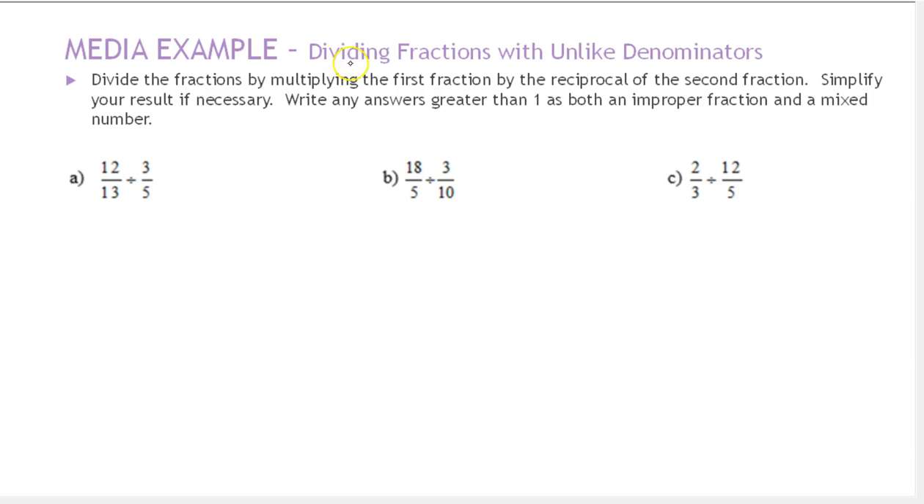In this video, we're going to divide fractions with unlike denominators. The directions read, divide the fractions by multiplying the first fraction by the reciprocal of the second fraction. Simplify your results if necessary, and write any answers greater than 1 as both an improper fraction and a mixed number.